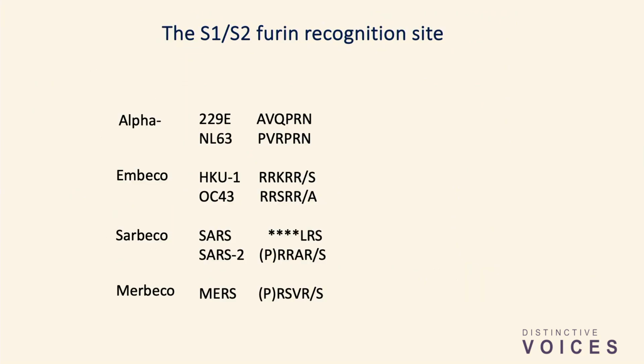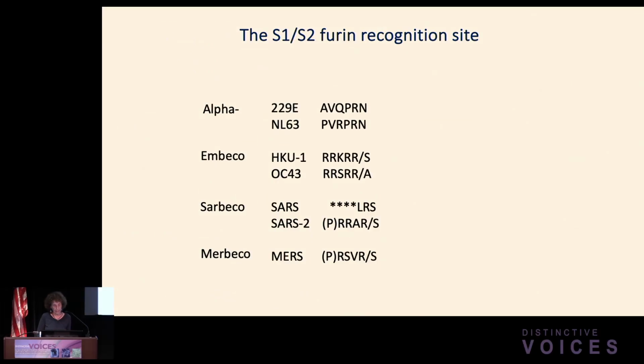And just to talk a little bit more, I don't want to get too technical, but the S1, S2 furin recognition site became very controversial because, like I said, it was unusual for a SARS-CoV virus to have one. But if we look at all coronaviruses, this furin site is really just a group of basic amino acids. It doesn't really matter what they are, but designated by R, K, and H.